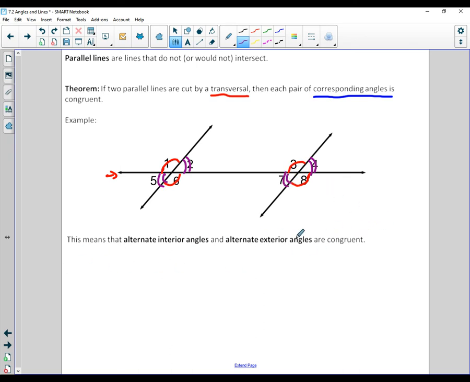And so this kind of gets to the next part, that alternate interior angles and alternate exterior angles, when we have parallel lines, are congruent, right? So, for example, I said that angle 1 here is congruent to angle, or let's do interior first. Let's look at angle 2. Angle 2 here, alternate interior, right? The interior is the inside squished between the two lines, and the exterior is the outside.